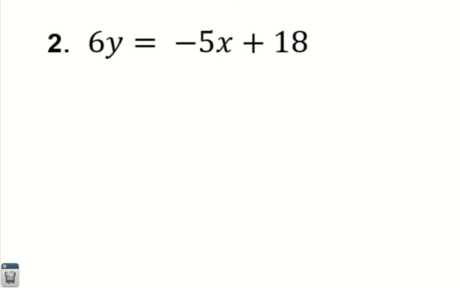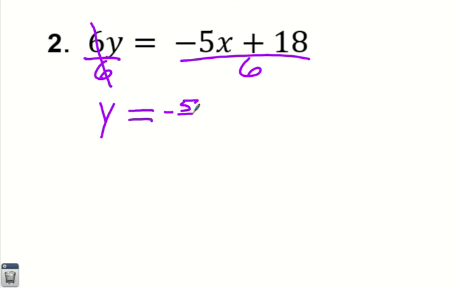Number 2. Might want to try this on your own again as always, but looks like we're going to be dividing both sides by 6 to get y alone. Does negative 5x over 6 divide cleanly? No. Does it reduce? No. So it's negative 5/6 x. Remember, the x is there. And then also 18 divided by 6, positive 3. And that one's done.